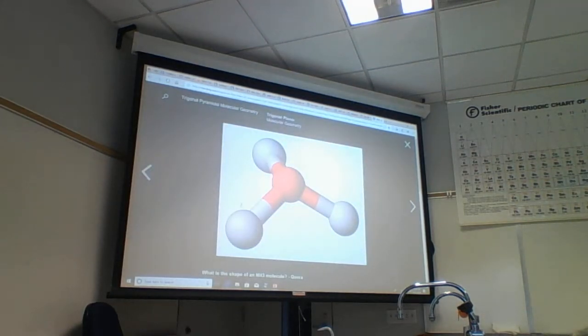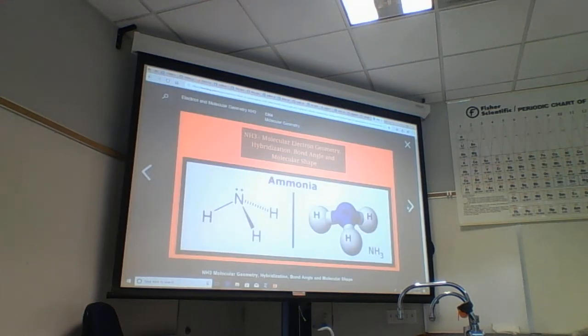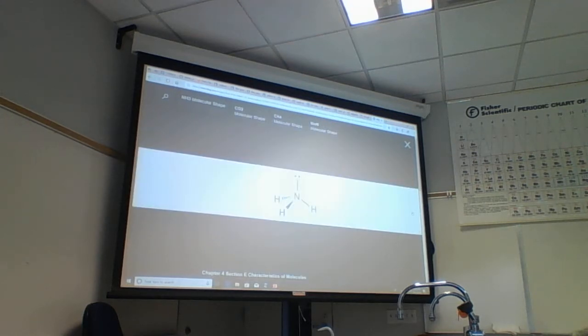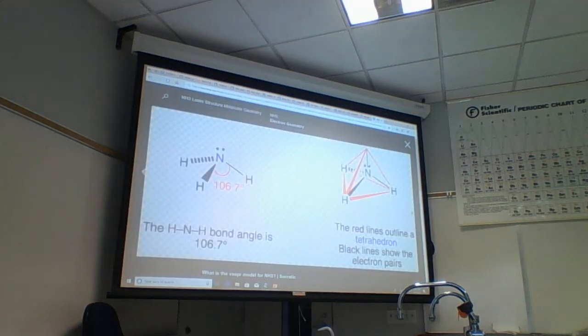This is what the shape looks like out of a computer. Do you see the electrons? No, you don't. You just see the atoms here. The electrons are there. You can visualize them, but they're not being visualized there. This is why we call it trigonal pyramidal. Here, ammonia. That's a nice trigonal pyramidal. That's not exactly right. Here again, they're including the electrons, but it's trigonal pyramidal.